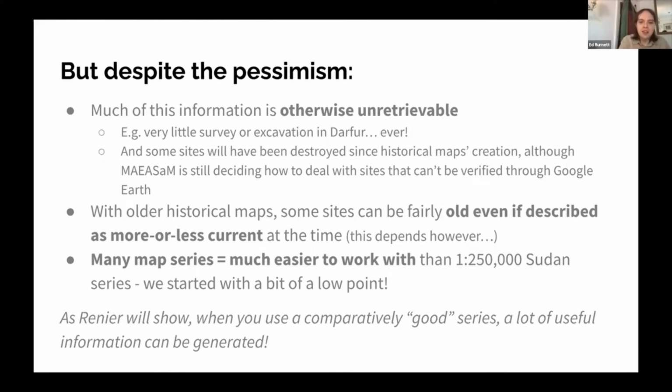And again, as it says here, some sites, even if they're mentioned as current at the time, such as wells, could be fairly old. Wells can exist for a long time before, obviously, they're mapped. And even then, it's quite a long time since then as well. And again, as I said, many map series are a lot easier to work with than this particular one. I'm just providing an idea of a lot of the problems that you can encounter.